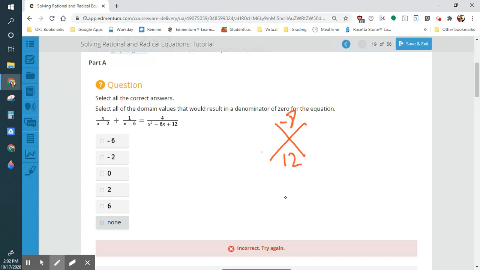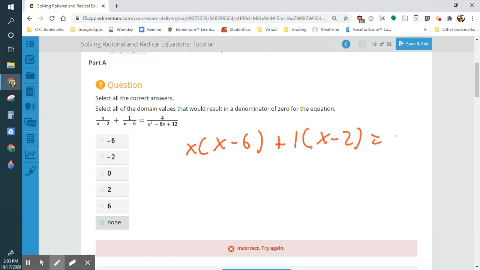Hopefully you guys are still paying attention because I totally kept going, and this was totally supposed to be negative 6 and negative 2. That changes everything. It totally changes everything. So this stays the same. This x minus 6 stays there. And this is going to be plus 1, x minus 2, and this is equal to 4. No, this should be the same. x squared minus 6x, x minus 2.